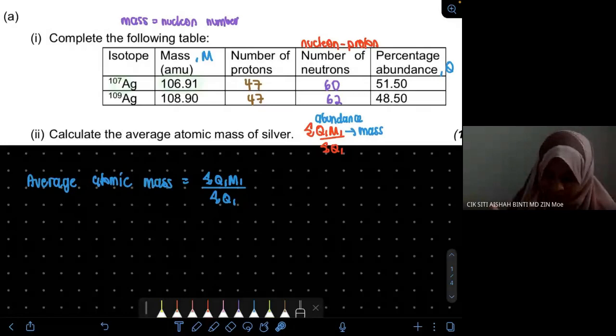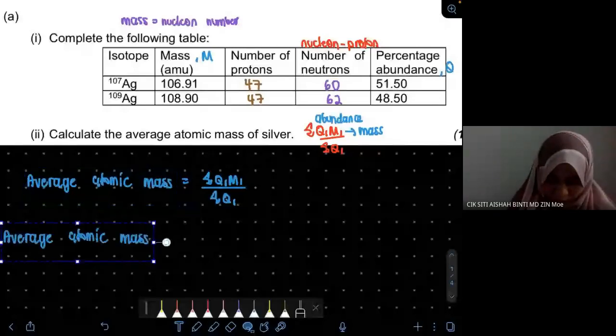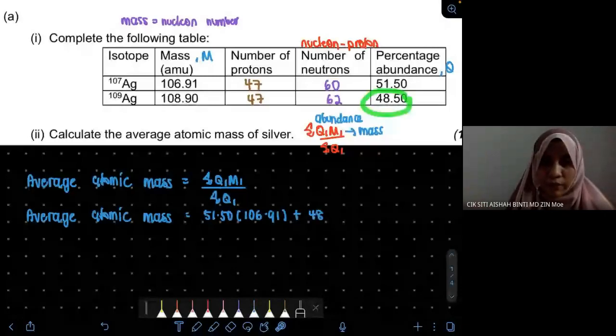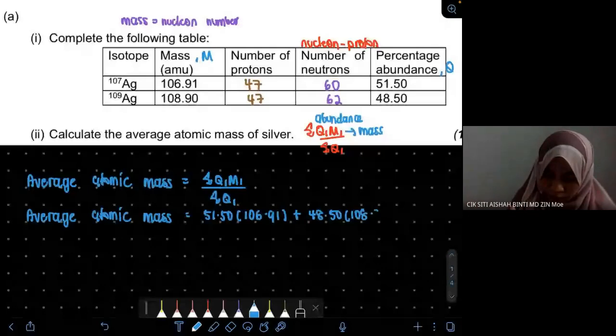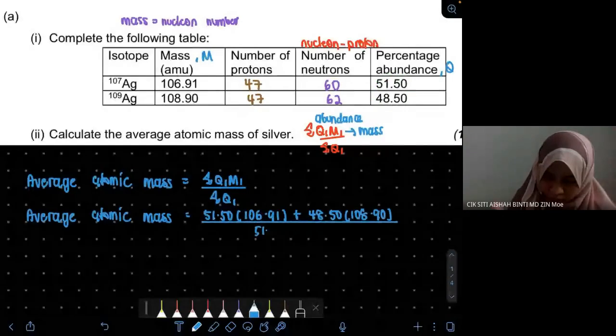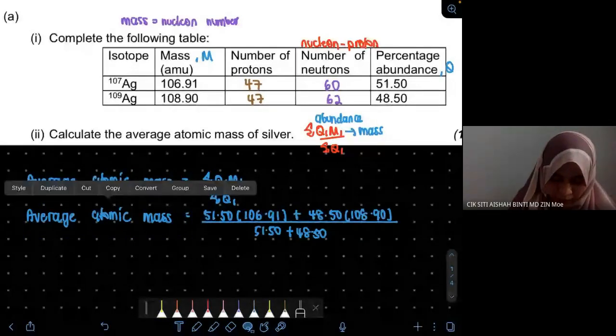What will Miss use? Miss will just use the mass. So the first one is equal to 51.5, the first Q, times your first M, 106.91, plus the second Q, 48.5, times 108.90, divided by the sum of Ki, which is your percentage abundance: 51.5 plus 48.50. Simplify it.